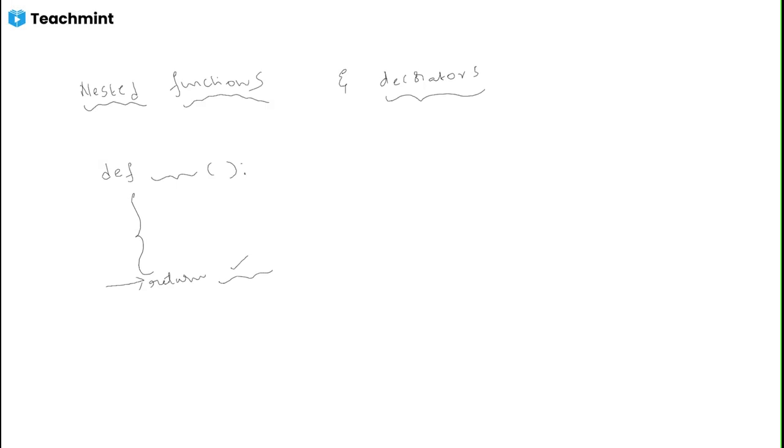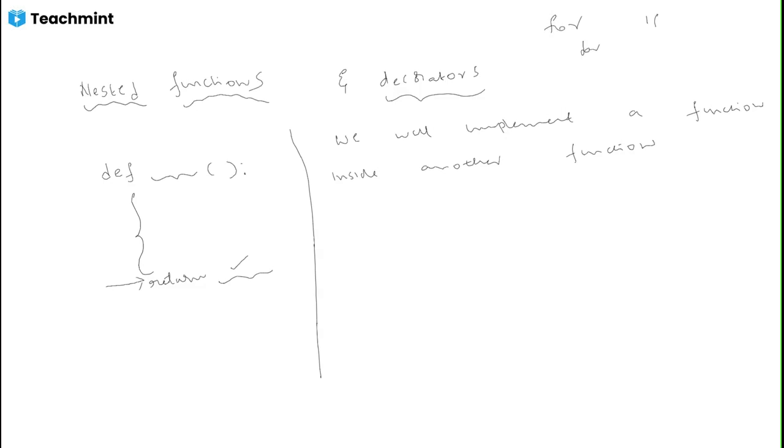The nested function means we will implement a function inside another function. Same like you have nested control statements, right? We will use a for inside a for loop or an if inside an if, like this. So nested means we can write n number of functions inside a function.